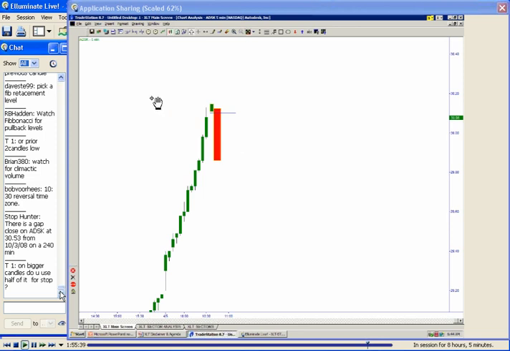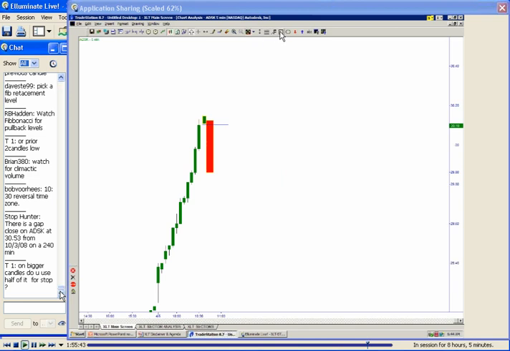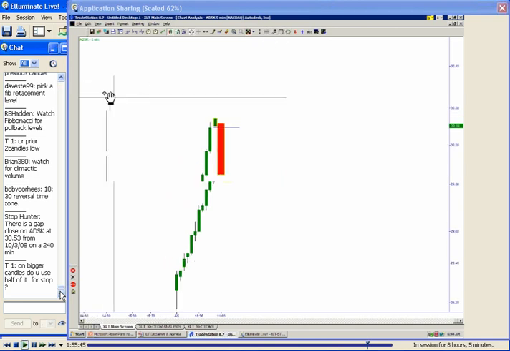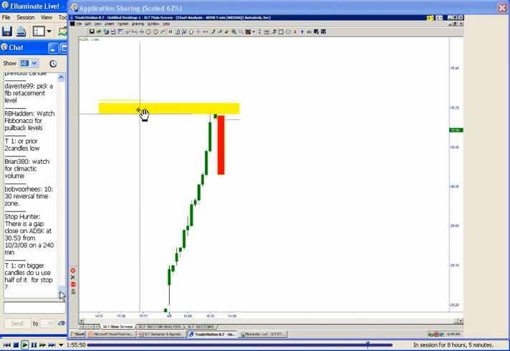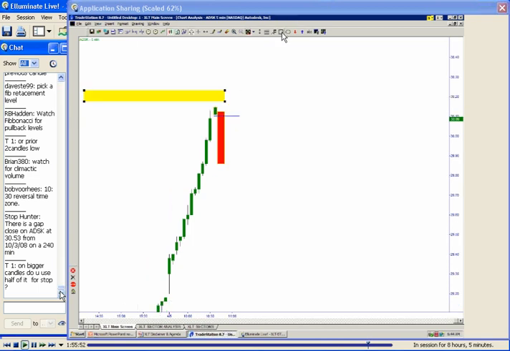Okay. Now, so that's option number one. Option number two is over here if we have a supply zone. If you have a nice strong supply zone, those make very good exits for us. Very good way of managing that trade. Okay, so we'll put that in there as well.